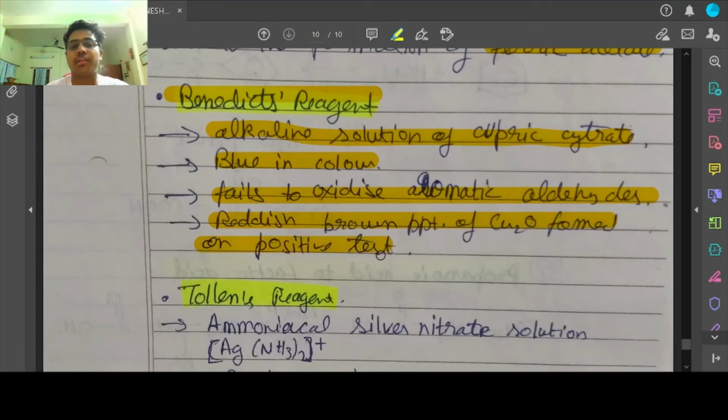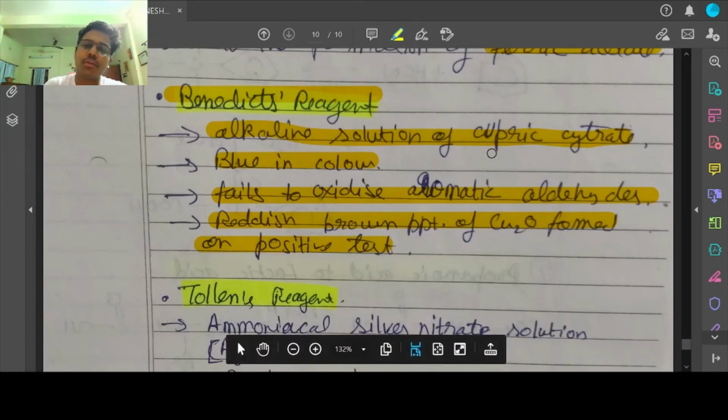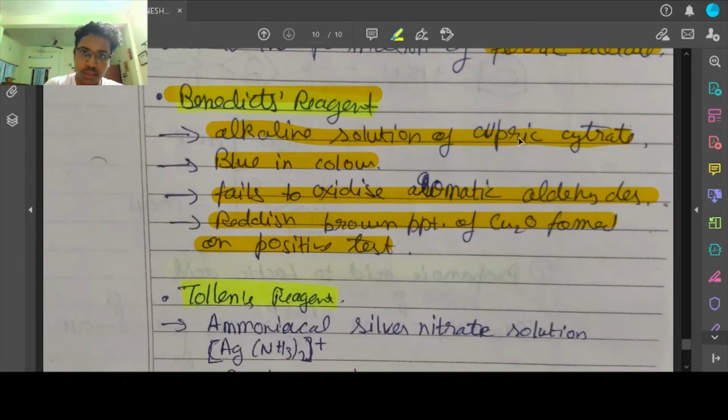So the reagent is blue in color. How will you identify, with the help of this reagent, that a given compound is an aldehyde or not? If it is an aldehyde, then a reddish brown precipitate of copper(I) oxide, Cu2O, will be formed on a positive test. It was blue in color, and a reddish brown precipitate of Cu2O will be formed. In that way, you will understand that the given compound is an aldehyde. Why Cu2O? Because it contains cupric citrate, which contains copper. That's why a reddish brown precipitate of Cu2O is formed on a positive test.